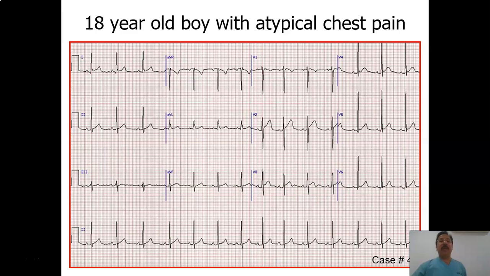Okay, so case number 4. An 18-year-old boy with atypical chest pain. Look at the history: a young boy with atypical chest pain. Let's apply our steps of ECG interpretation. For the rate and rhythm, we look at the bottom.